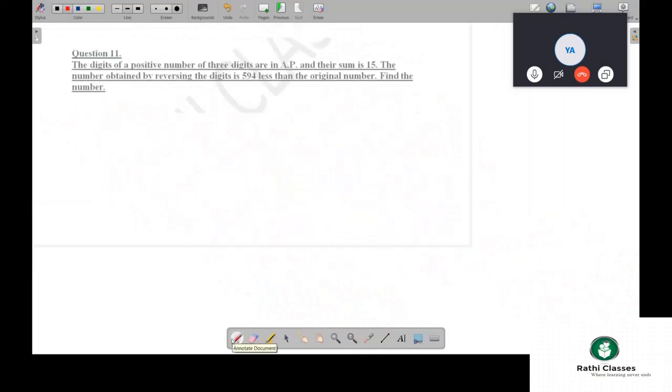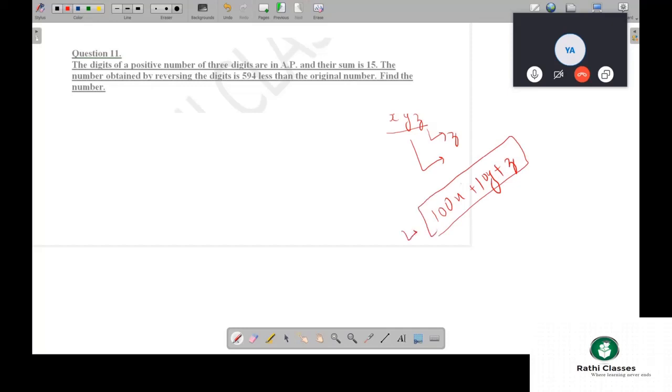The digits of a positive number of 3 digits. So let the digits be, say, x, y, z. If I need to represent any 3-digit number, how will I write it? This is the units place, this is tens and this is hundreds. So I'll be writing it as 100x plus 10y plus z. This is how we represent a 3-digit number.